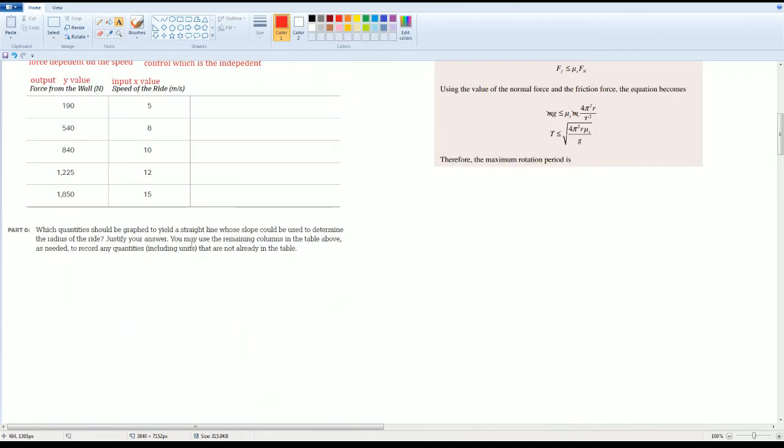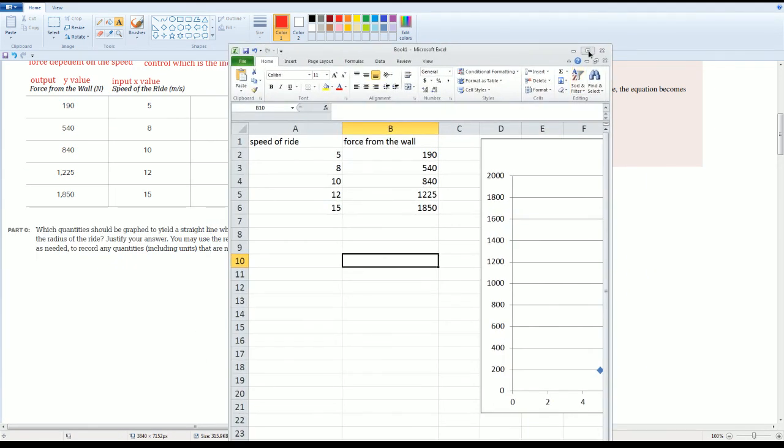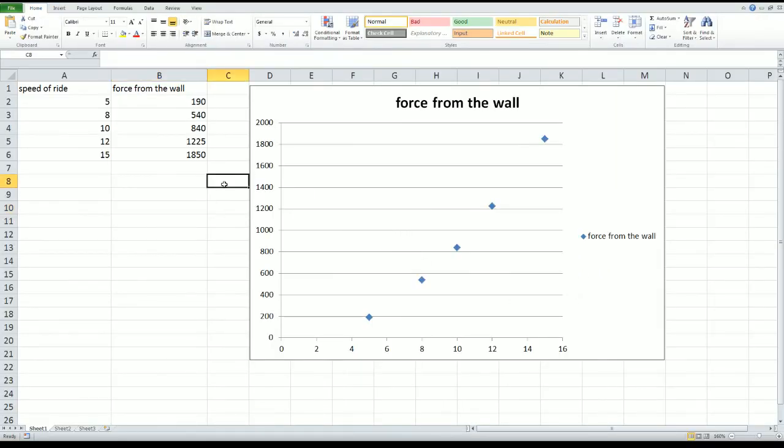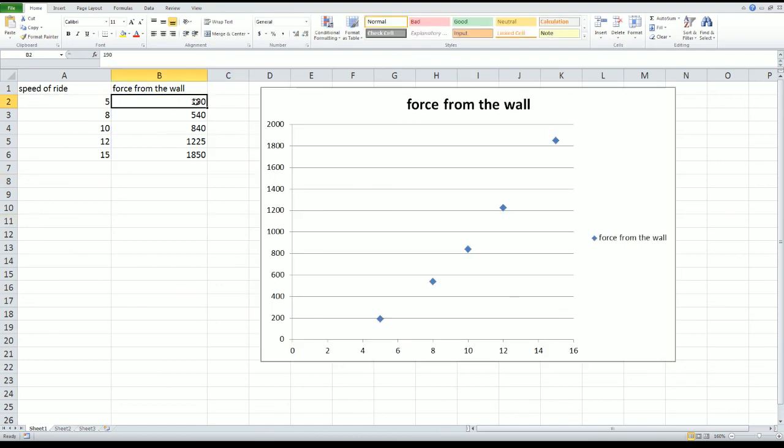Which quantity should be graphed to yield a straight line? Justify your answer. You may use the blank column in the table above to record your quantities. Well, all I know is that this doesn't work. So we have to do a couple of things. It looks like it curves, so we have to get rid of that. So let's try to square something.